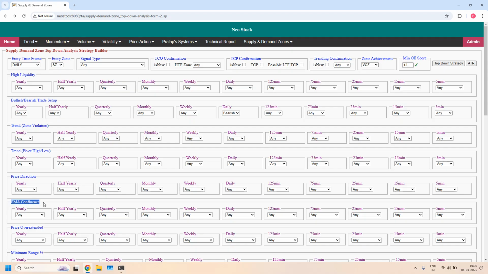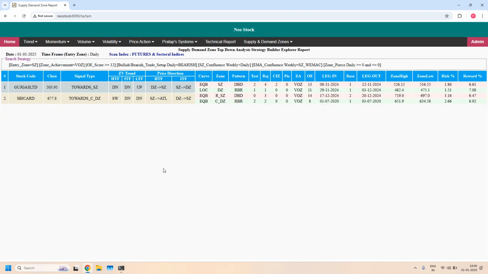those stocks are even more high probability trade setup supported stocks. Let's verify. In the EMA Confluence weekly time frame, I am setting the filter weekly supply zone with weekly EMA Confluence. And 2 stocks are filtered. These 2 are even more high probability trade setup supported stocks.